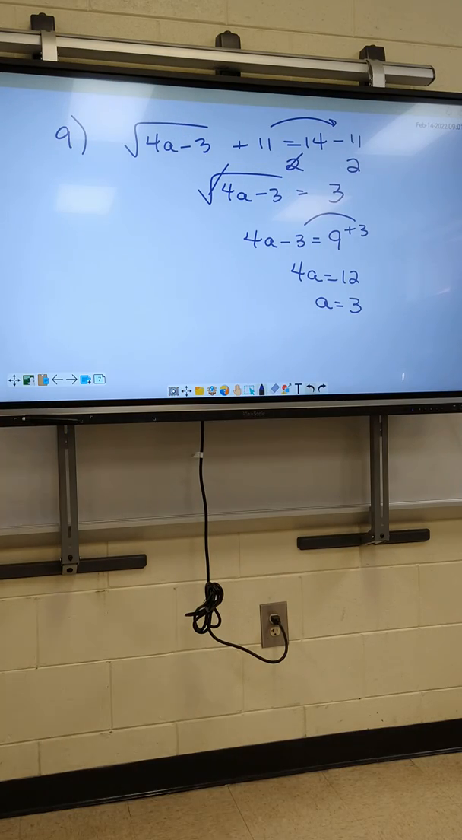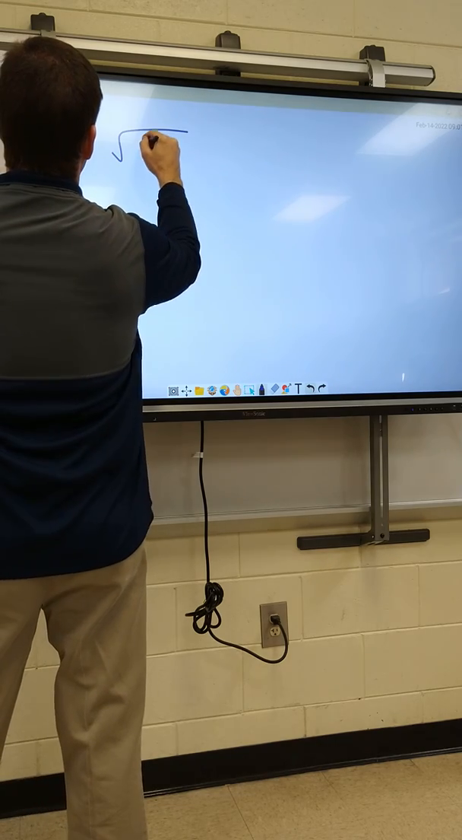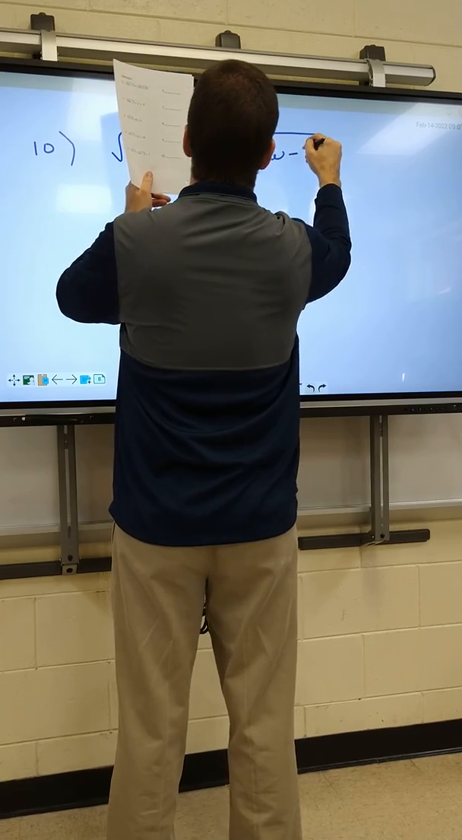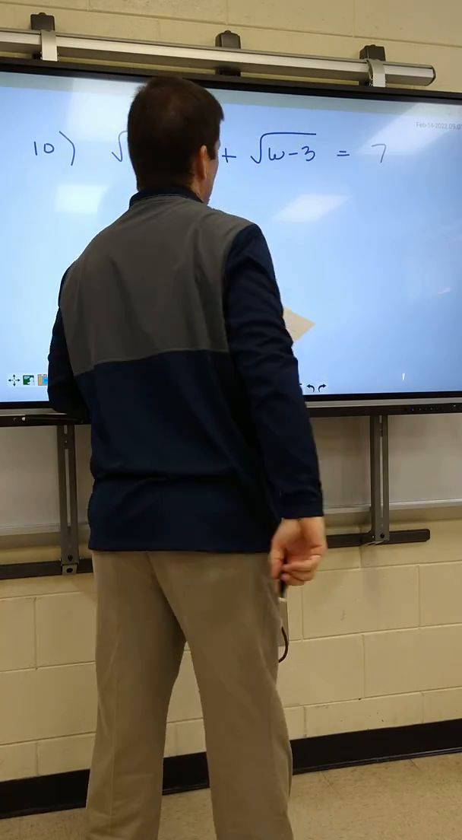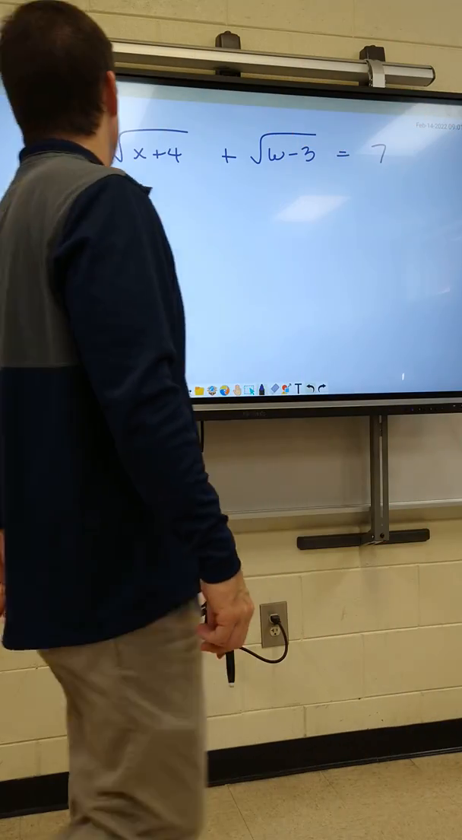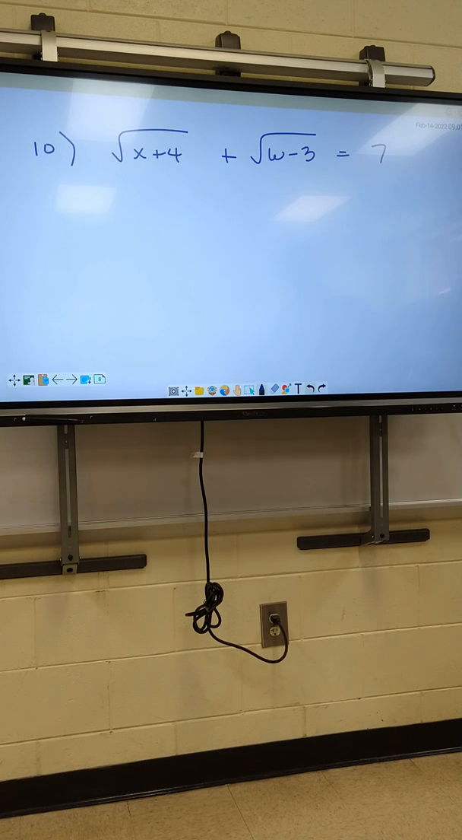Alright, now number 10. I got the square root of x plus 4, plus the square root of w minus 3, equals 7. Let's look at number 10 and compare it to number 6. How are they the same? They both have square roots. They both have two square roots, right?